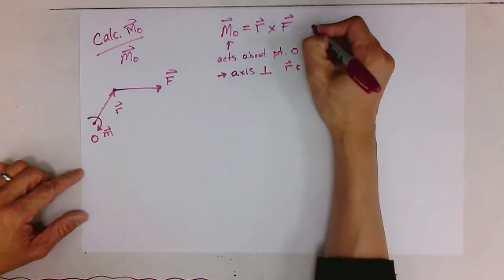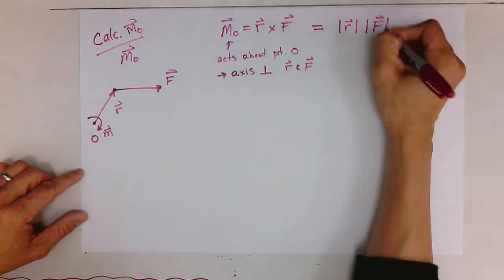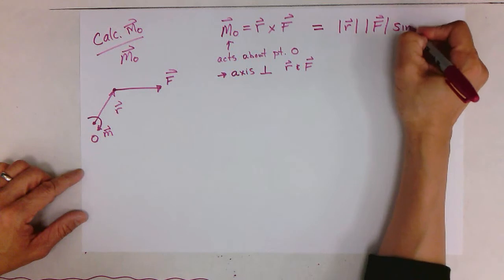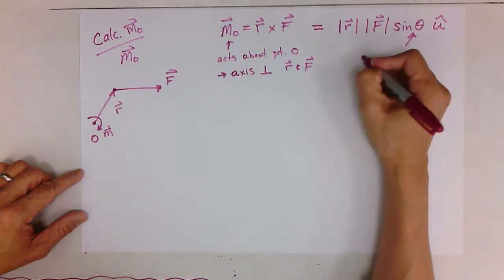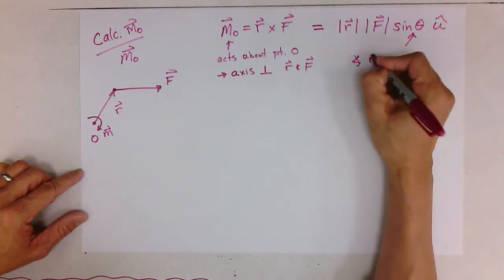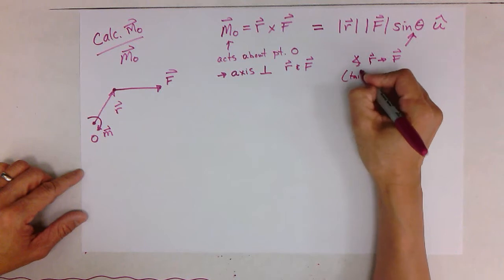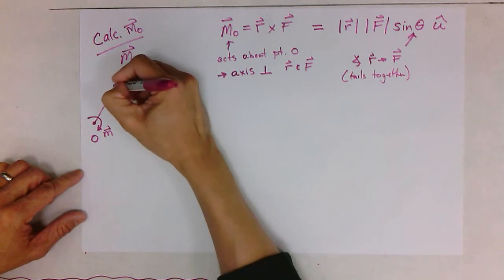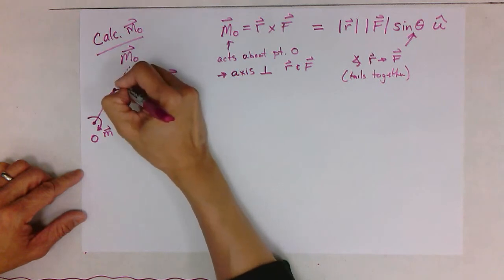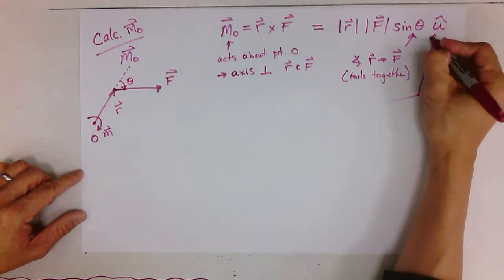Okay, and we saw previously that we can evaluate this by taking the magnitudes of the vectors, and the sine quantity. So this theta is the angle from r to F, tails together. So in this case, I'm going to draw the tails together, move this vector. This is theta. And u is a unit vector.